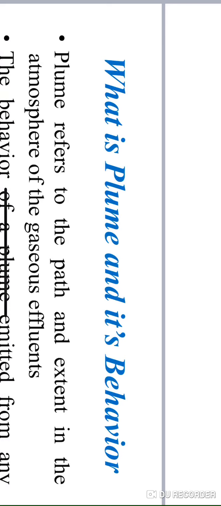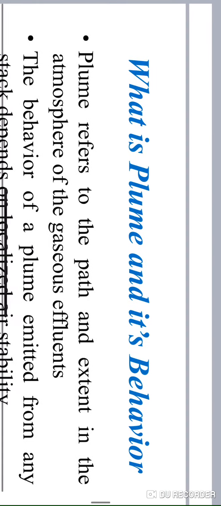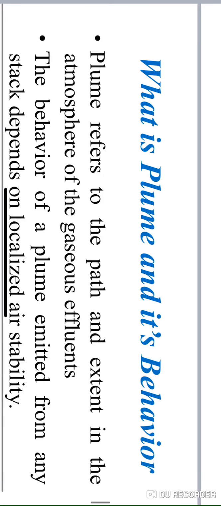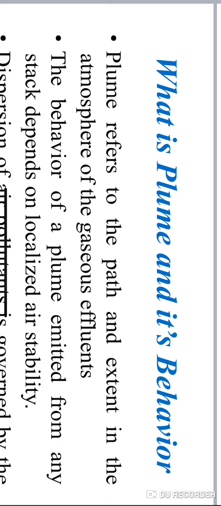Just now I had given you an example of the sugarcane industry, and in that industry there must be a chimney for the emission of air pollutants. From that chimney a mass of air pollutant is emitted continuously as long as the industry is working. That pollutant takes a particular shape while moving in the atmosphere, and that shape is nothing but the plume, and its behavior depends totally upon the atmospheric conditions. So we will see what the plume and its behavior are.